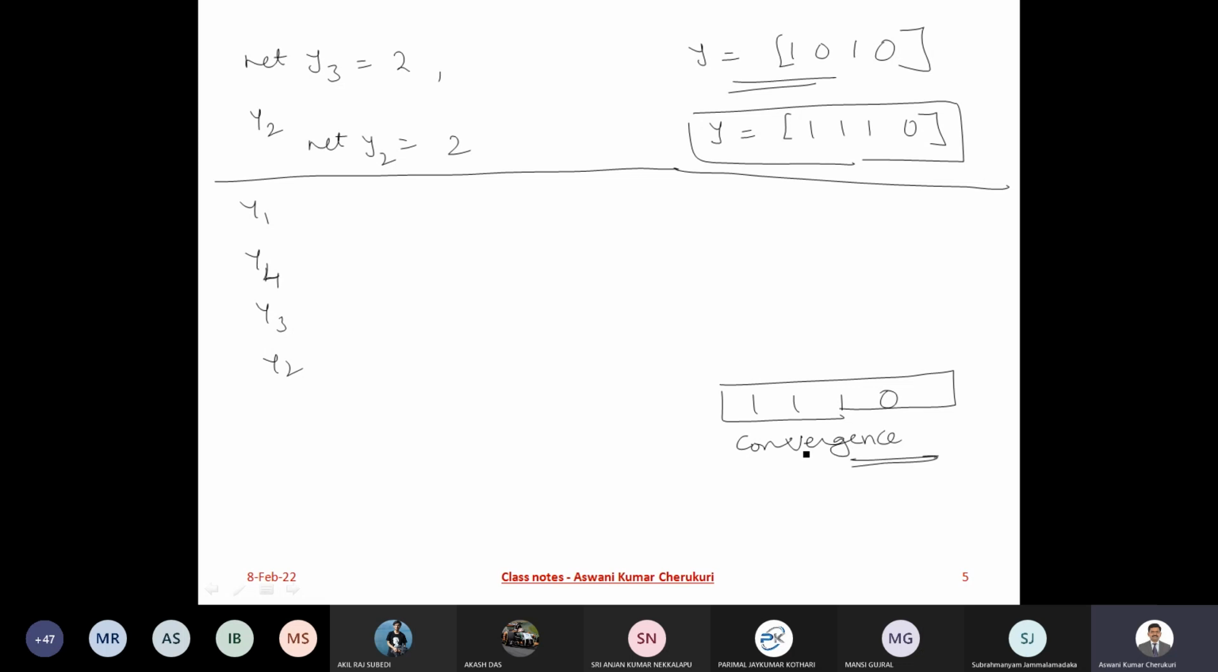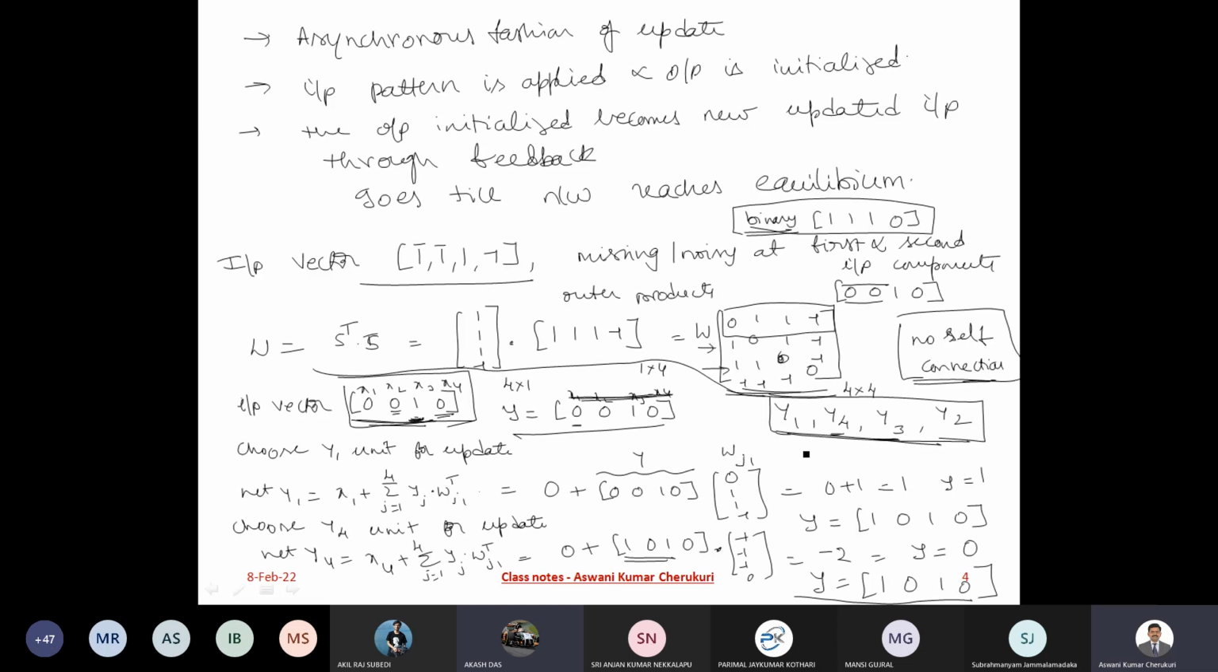Okay, somebody is asking something. Net y2, shouldn't it be -2? Like x2 is 0, and y is 1 0 1 0, and then the w component is -1 -1 -1 1. So wouldn't that give -2 as net y2? I think you have to see the way we are calculating here. What is the weight vector of the second unit? 1 0 1 -1, right? Yes, sir, I got it.